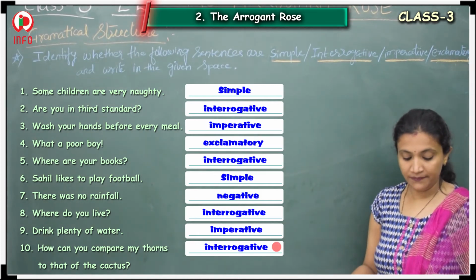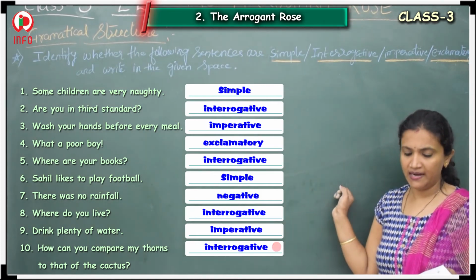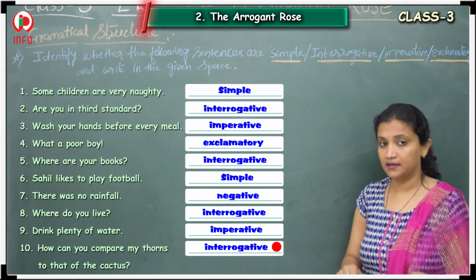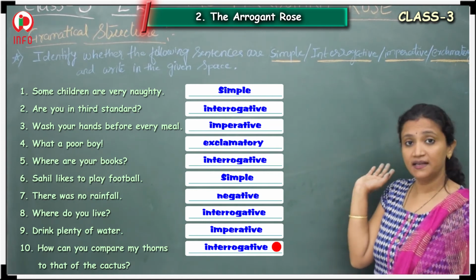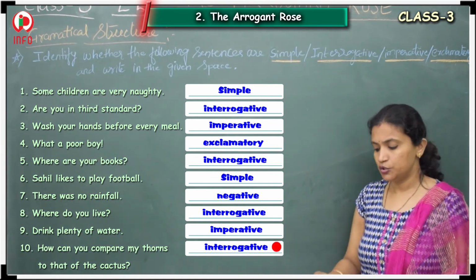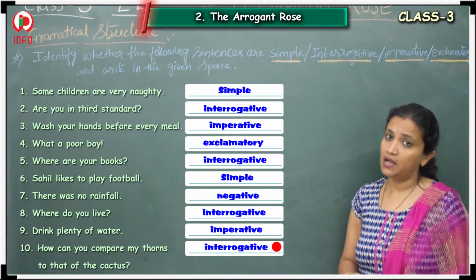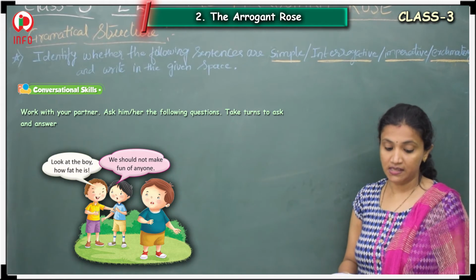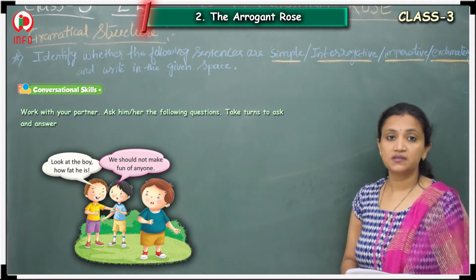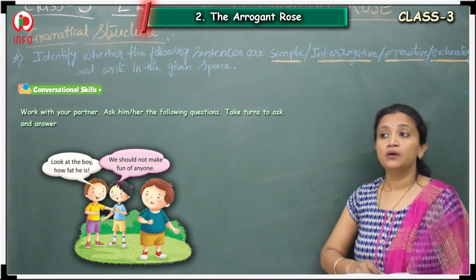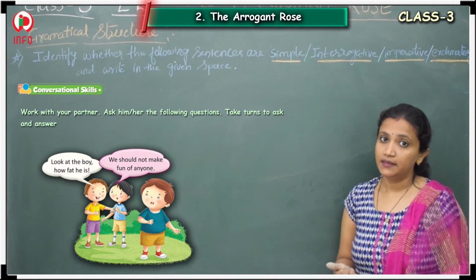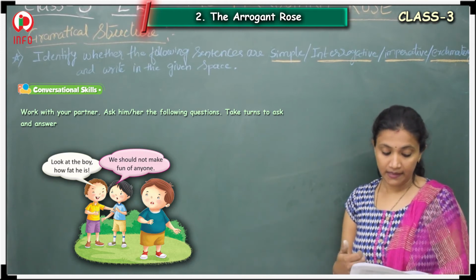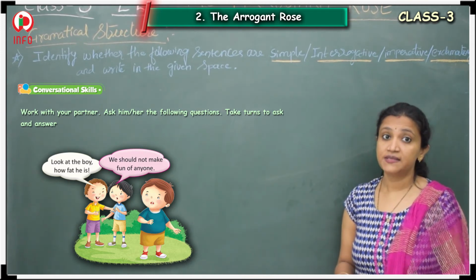Now last one, how can you compare my thorns to that of cactus? Question mark. When a question mark comes, that is an interrogative sentence. So we are done with all of this. Now next we will go for conversation skills. In these conversation skills, you have to act with your partner or with your friend or with your sibling. Then we will go for let's listen.